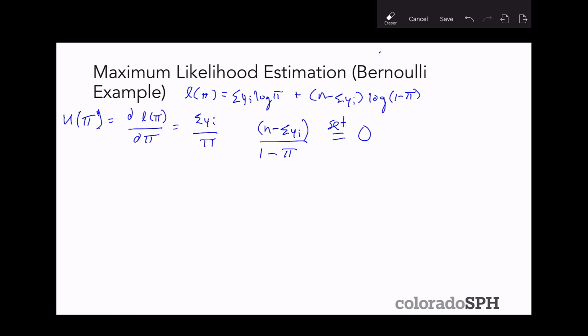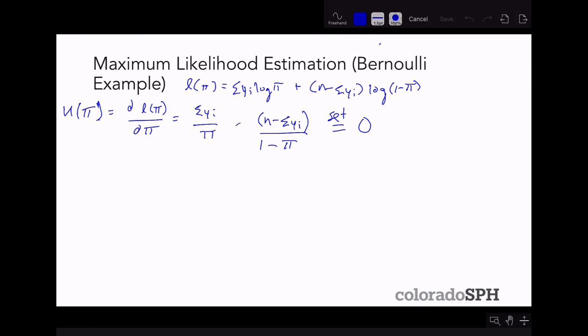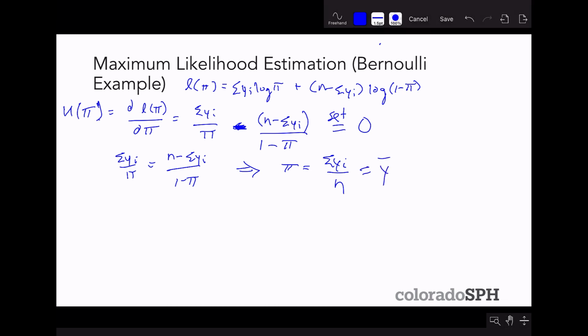Actually, this was supposed to be a minus here. Solving for 0, we get sum yi over pi equals n minus sum yi over 1 minus pi, which gives you pi equals the sum of yi over n, so the sample mean, which we like to call y bar.